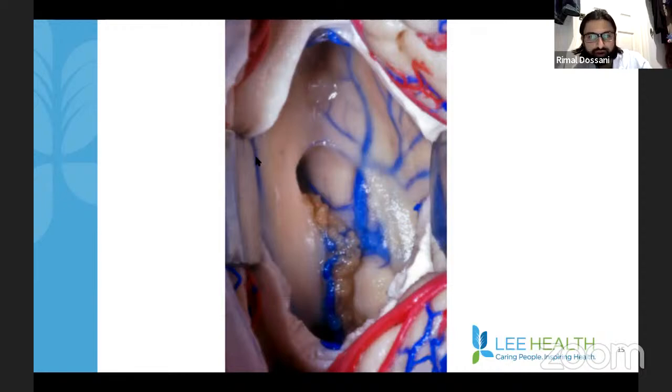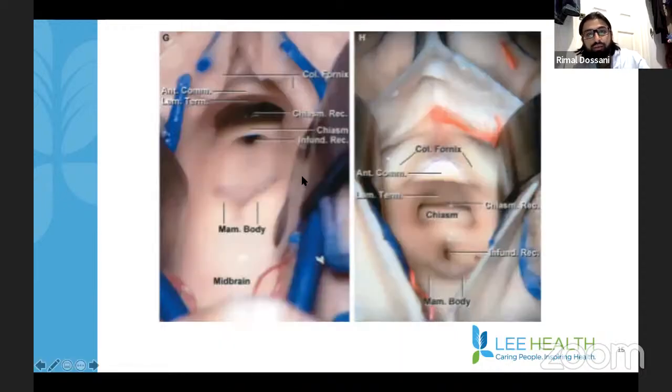And then you pass your endoscopic camera through the foramen of Monro, and then you're going to be in the third ventricle. And once you're in the third ventricle, this is the view from inside the third ventricle. Posteriorly, you'll see the midbrain, which is where the tumor is located. So in our case, once we got into the third ventricle, we were not able to see the midbrain. We saw this large pearly tumor.